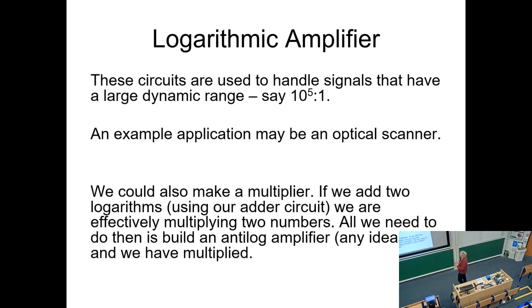So these circuits are used to handle signals that have a large dynamic range, say 10 to the 5 to the 1. So you're going from, say, 1 microvolt to a volt in your input signal, and you want to be able to differentiate between those levels of signal. That's a big linear scale. If you do a log of it, then everything becomes in powers, and everything gets concertinaed down. And we do a bit more of that later when we start looking at Bode plots and frequency analysis.